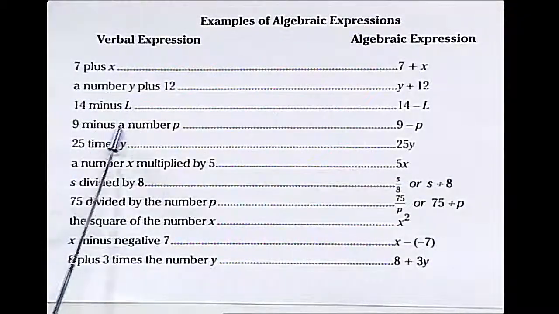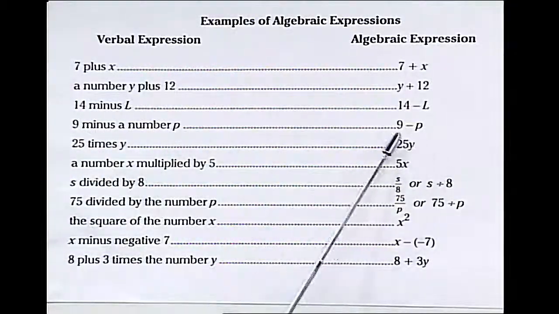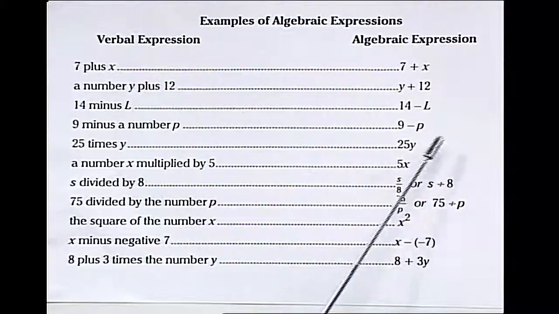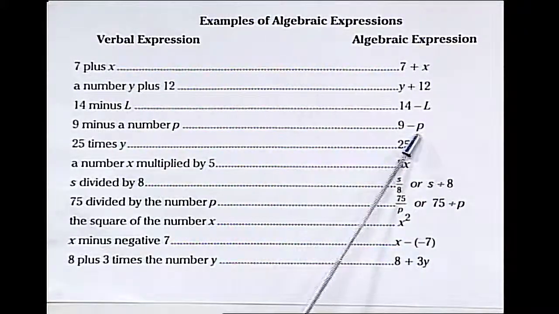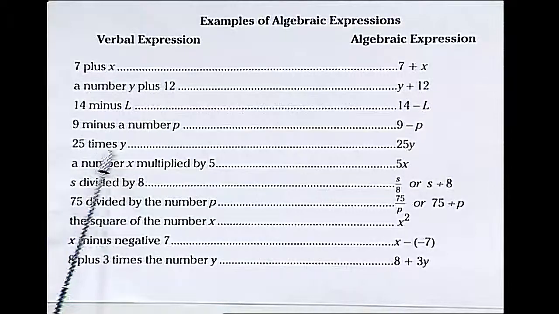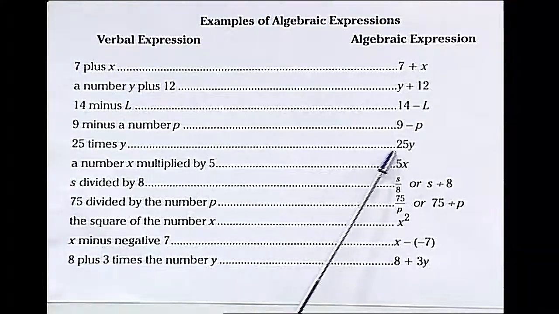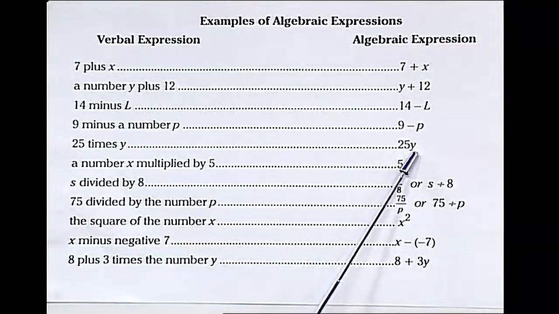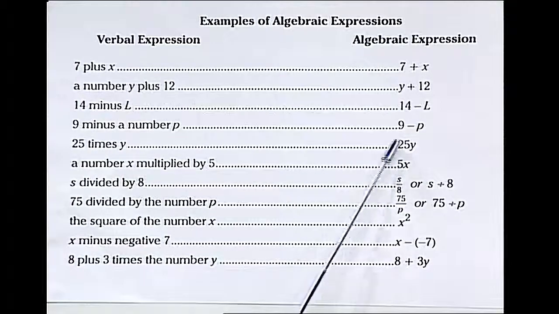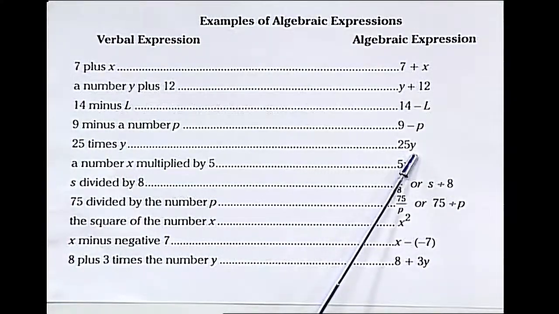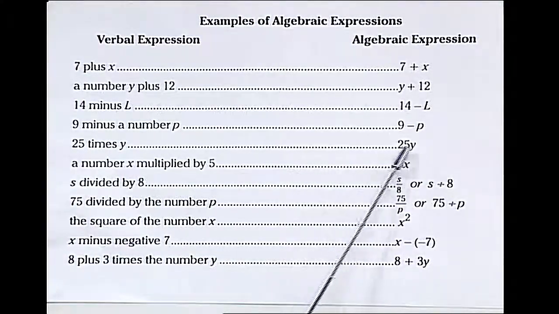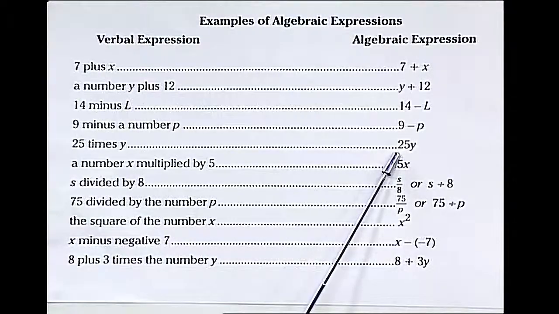9 minus a number P is written 9 minus P. P stands for the missing number. 25 times Y is written 25Y. Because it's a number and a letter, we assume multiplication between them. We do not need to write any symbol at all.